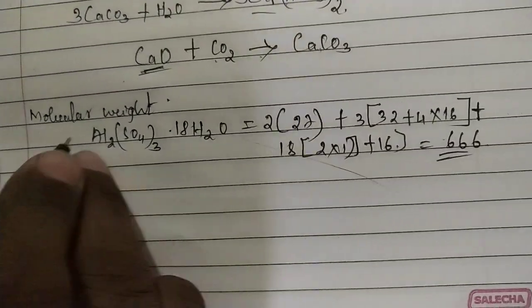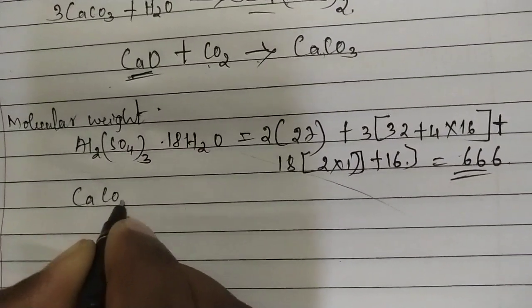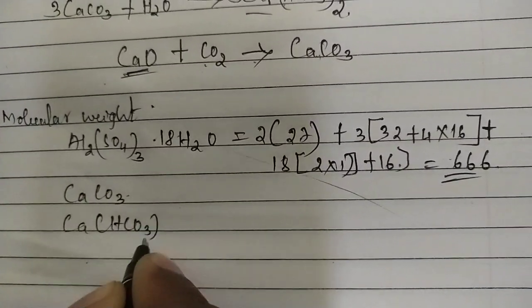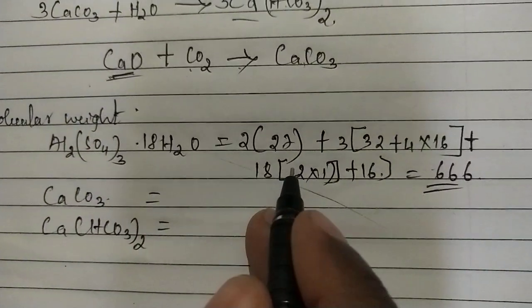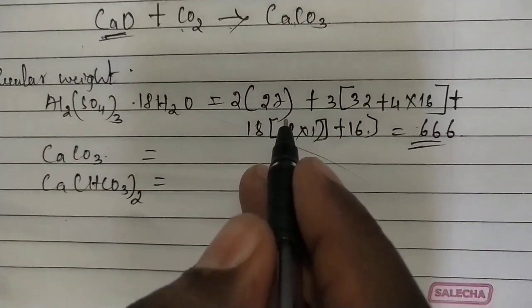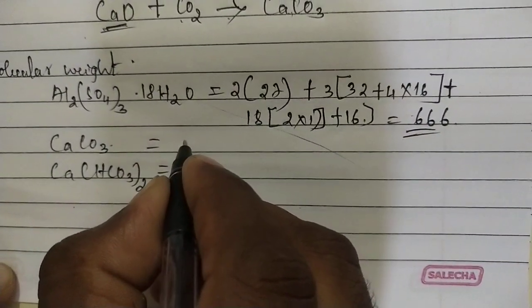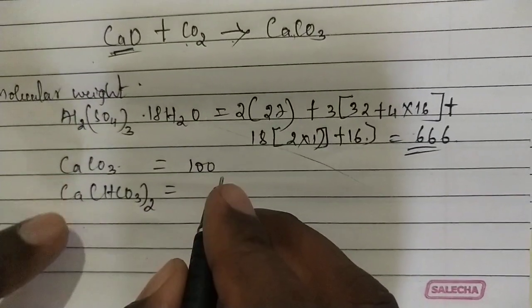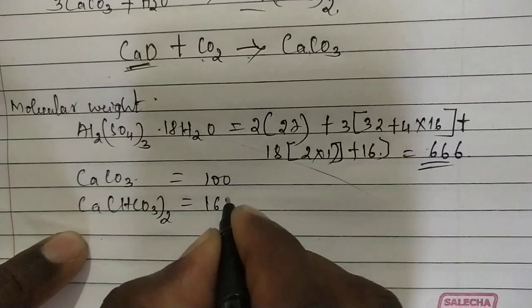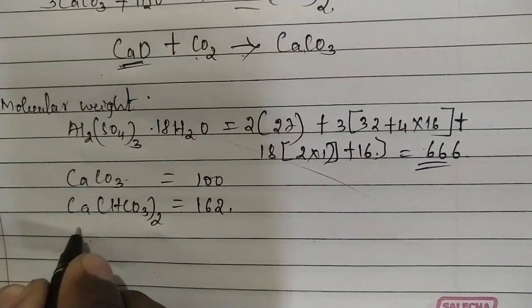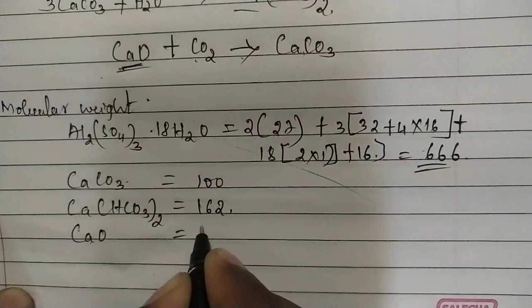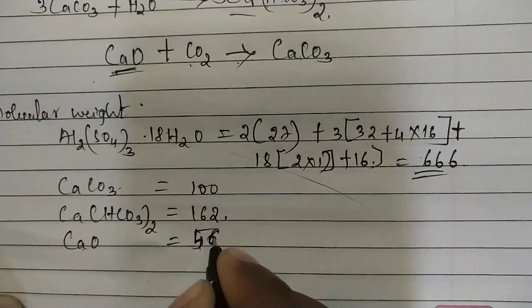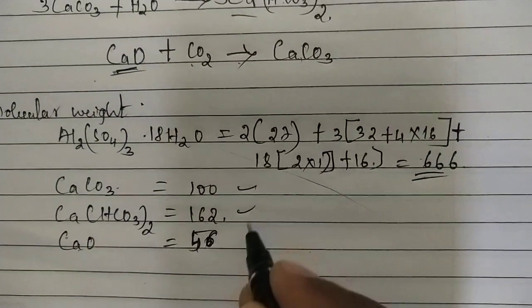Next, for the same you have to find out calcium carbonate and calcium bicarbonate, Ca(HCO3)2. When you find this out by using the molecular weights given in the question, you will get 100 for calcium carbonate, 162 for calcium bicarbonate, and for calcium oxide you will get 56. So these are the molecular weights you will get.